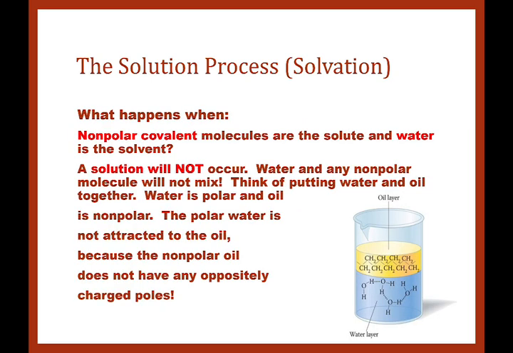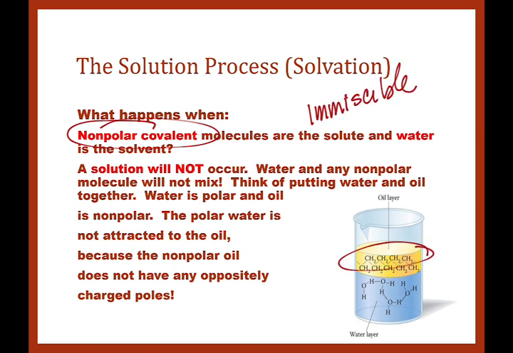And then, of course, if I have a nonpolar covalent, it will not dissolve. So a solution will not occur. So that's what we would call immiscible, because it will not happen. And so you get this layer on top and then a layer on the bottom. And why is the oil layer on top and the water layer is on the bottom? And that is because oil is less dense, so it floats. If it were more dense, then water would be on top and then something else would be on the bottom. But oil is less dense, so it floats on top and you get that little layer.